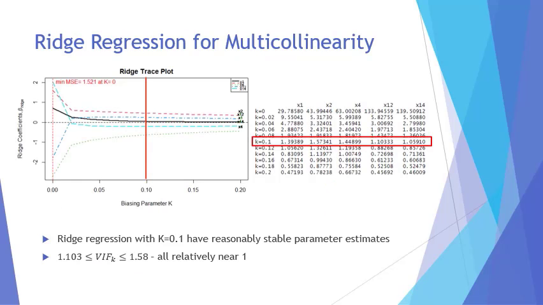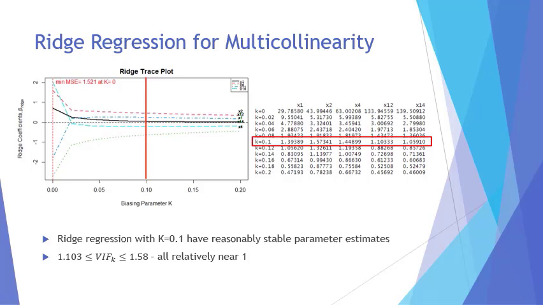To address the multicollinearity issue, ridge regression was performed on the model. Based on the ridge trace plot, a biasing parameter k of 0.1 is where the coefficient estimates began to stabilize, and this coincides with the results comparing the VIF values at each k on the right. K equals 0.1 resulted in the VIFs for all variables to be relatively near 1, indicating that the multicollinearity issue was removed.